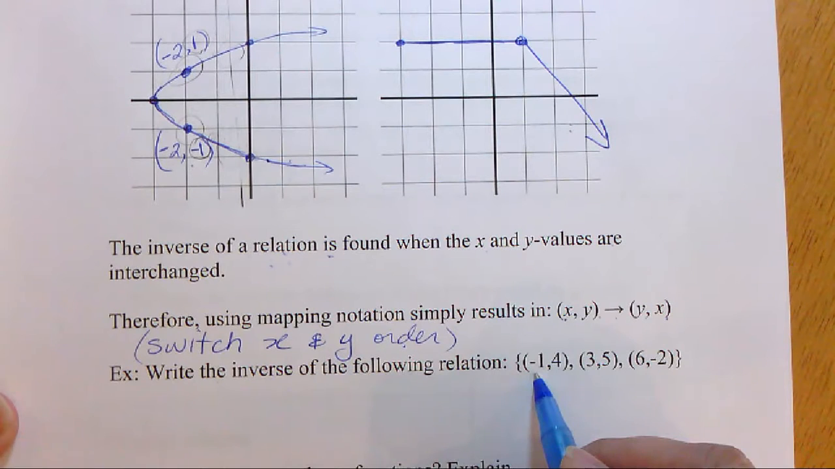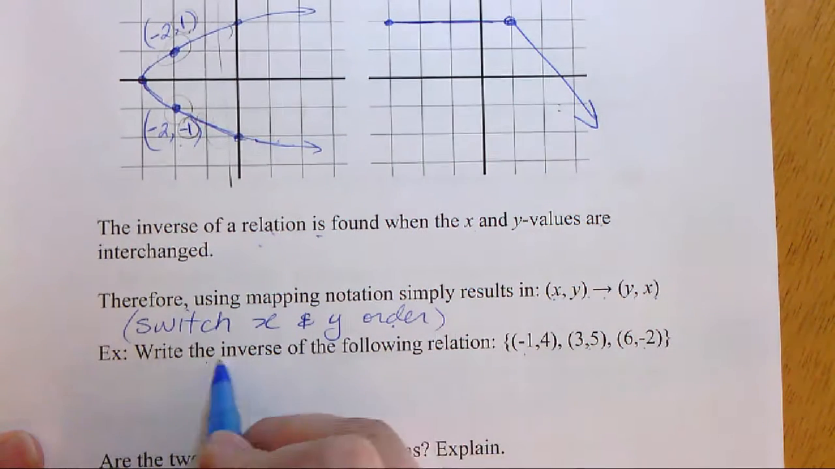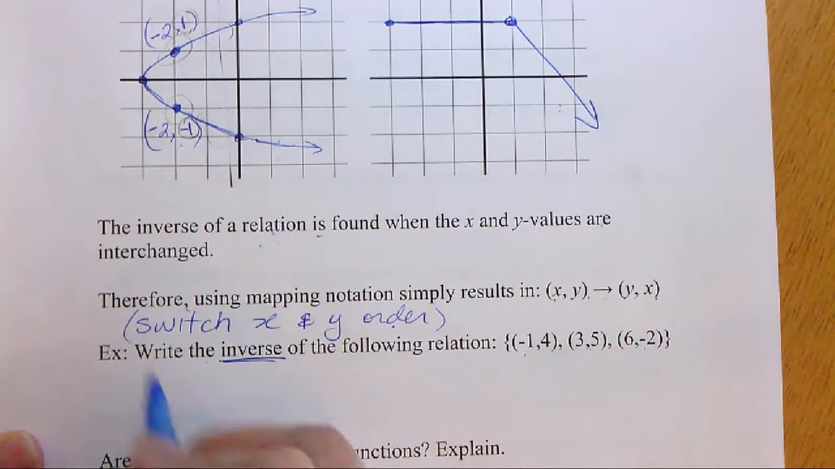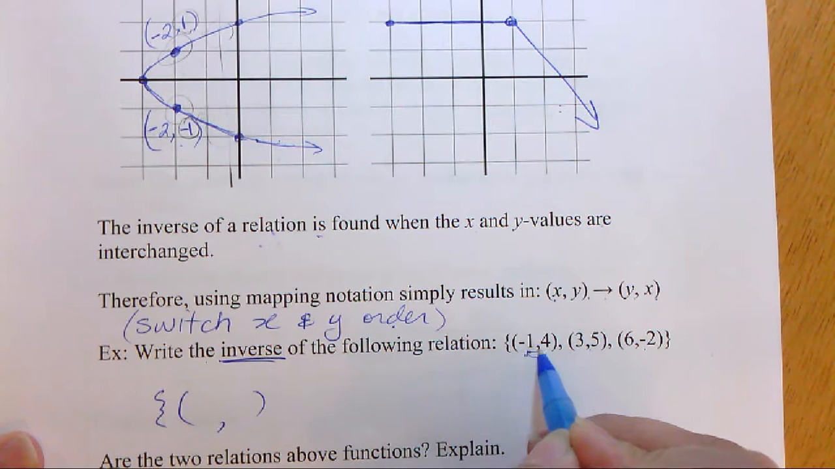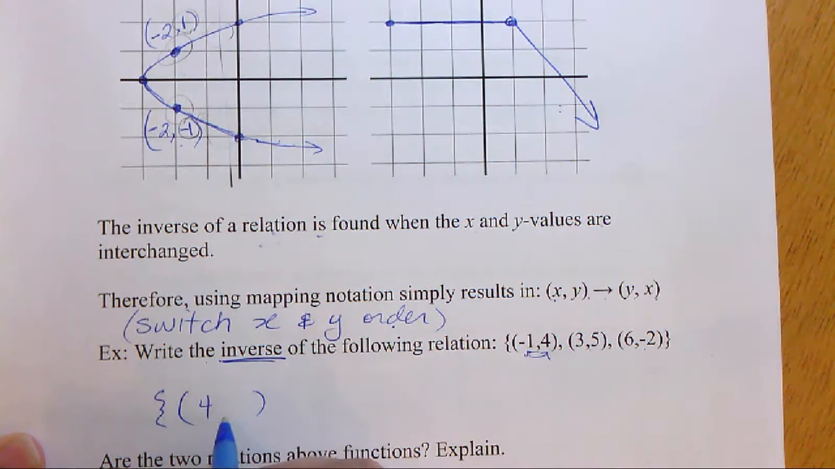Now we're given this here. This is a relation. These points make up the relation. And we are going to show the inverse of it. All we need to do is rewrite the points so that we switch the x and the y. So that becomes 4 and -1.